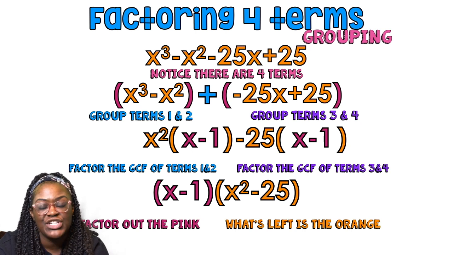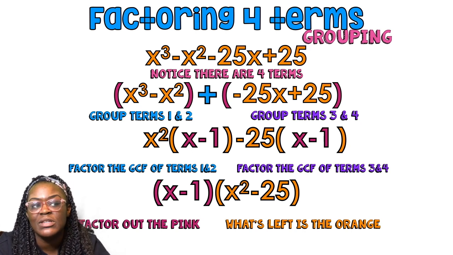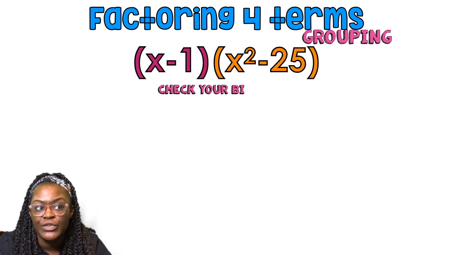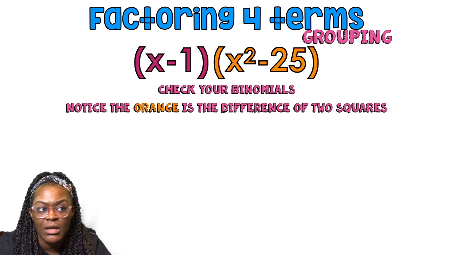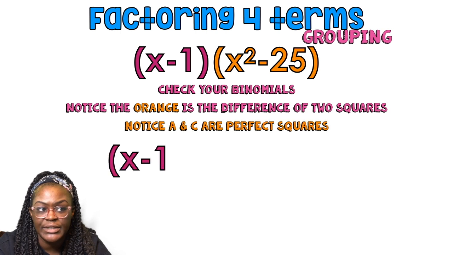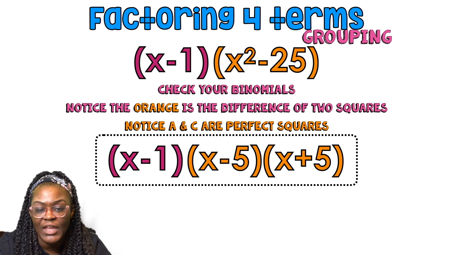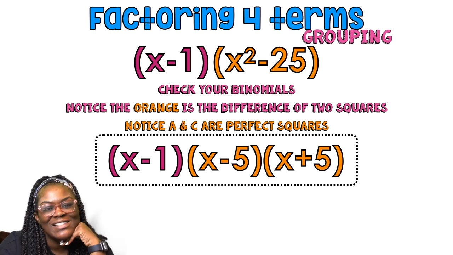And that's my answer. And just like last time, you check the binomials to see if they're the difference of two squares. And in this case, we already did this part for the first set of videos. X squared minus 25 is really x plus 5 and x minus 5. So that's your final answer. Okay. Look at us.